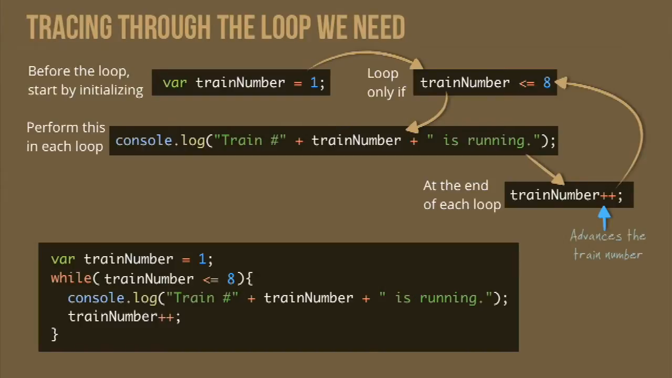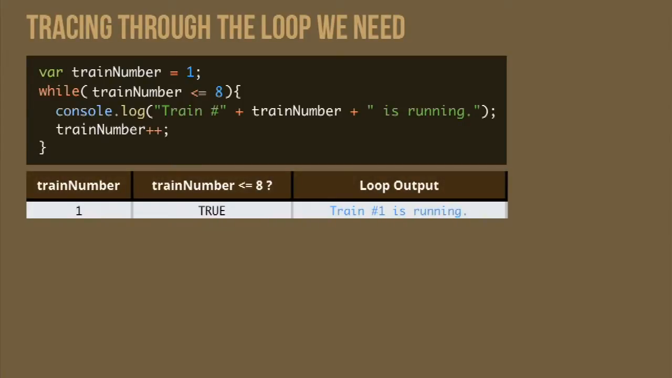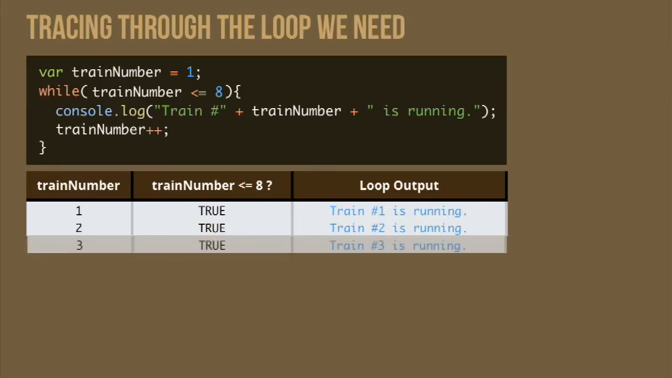Let's take a closer look at the values that happen when we run the loop. The very first thing that train number gets set to is the value 1. Is the train number less than or equal to 8? Yes, it is, so that condition will be true, and so the loop output will be train number 1 is running. After that gets printed, train number gets incremented to 2.